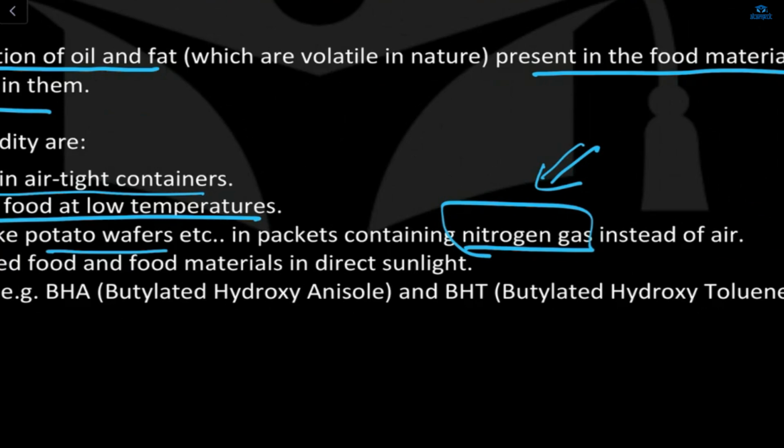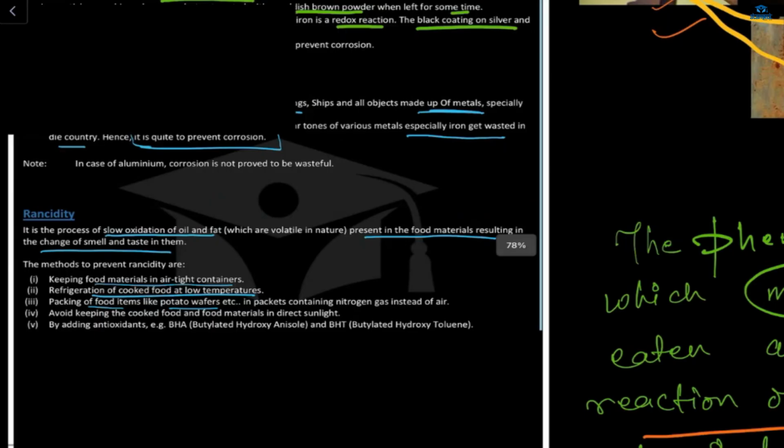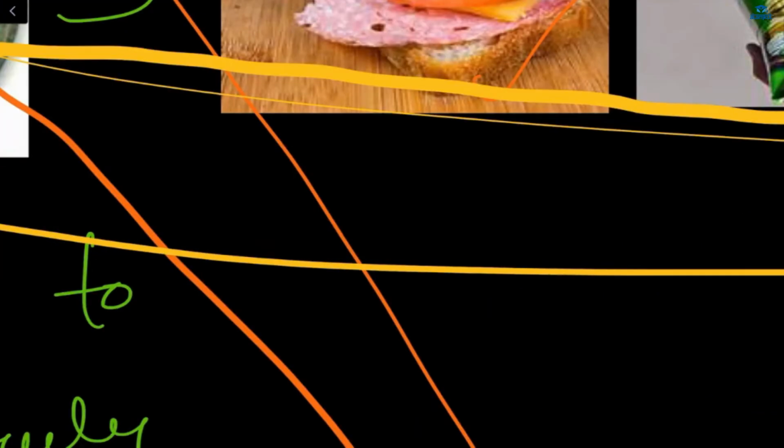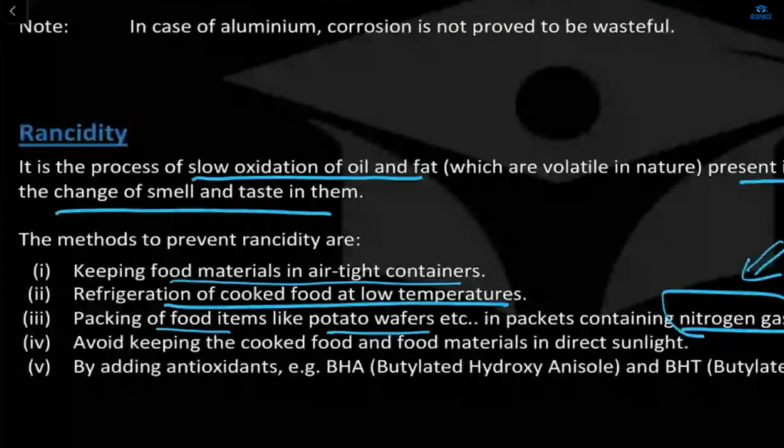Okay, nitrogen gas you have to. So in this Lay's packet, 70% nitrogen gas is present and let's say 30% is the Lay's. So that's how we can prevent our Lay's from rancidity.